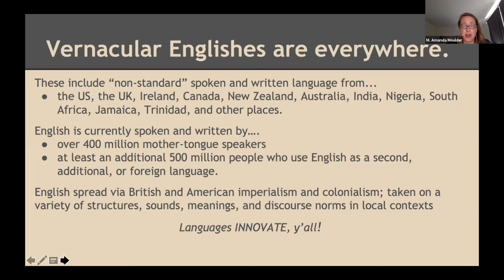As English spread via British and American imperialism and colonialism, it's taken on a variety of different structures, sounds, meanings, and discourse norms in local contexts. And so English simultaneously stands in for a language of colonial domination, but it's also a language that has been taken and adapted and restructured by lots of different people all over the globe.